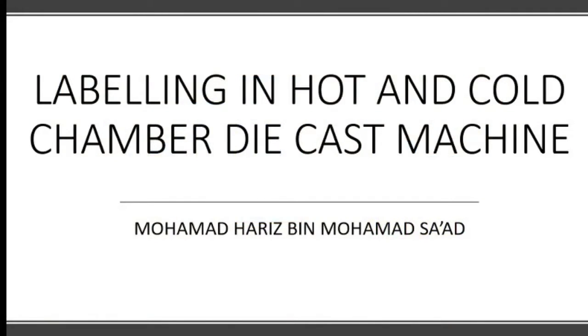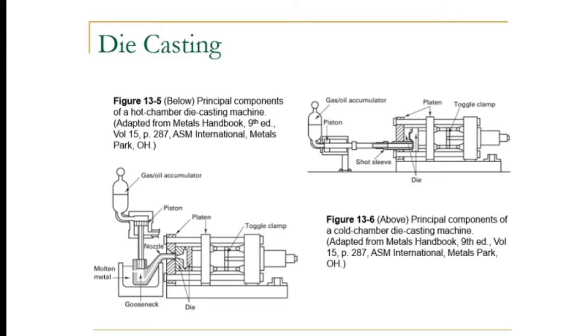So today I want to explain about the parts in hot and cold chamber die cast machine and the difference between them. So as we can see, at the top figure here is a hot chamber die casting machine, while the bottom one is a cold chamber die casting machine. So in hot chamber machines, it has gas or oil accumulator, piston here, shot sleeve, platen and toggle clamp, and also die which hold the molten metal here.